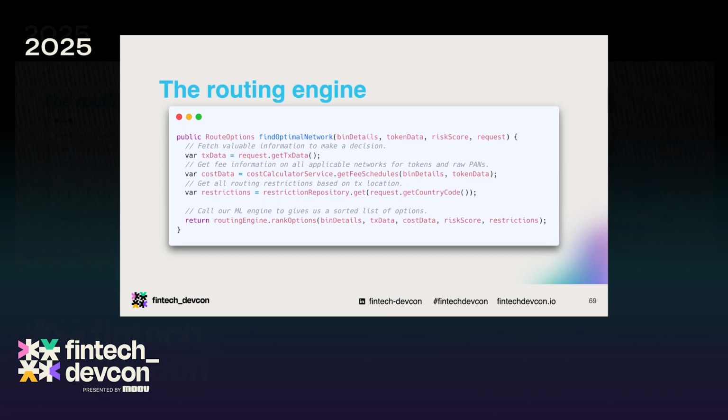And I say rank because I don't just want to get only the first best option available, but I want to get all the options available out there scored based on whatever your preferences are, right? So if you want to go for cost only, you do it based on cost. If you want to do it on authorization rates only, you do it on authorization rates, or a combination of those or more.